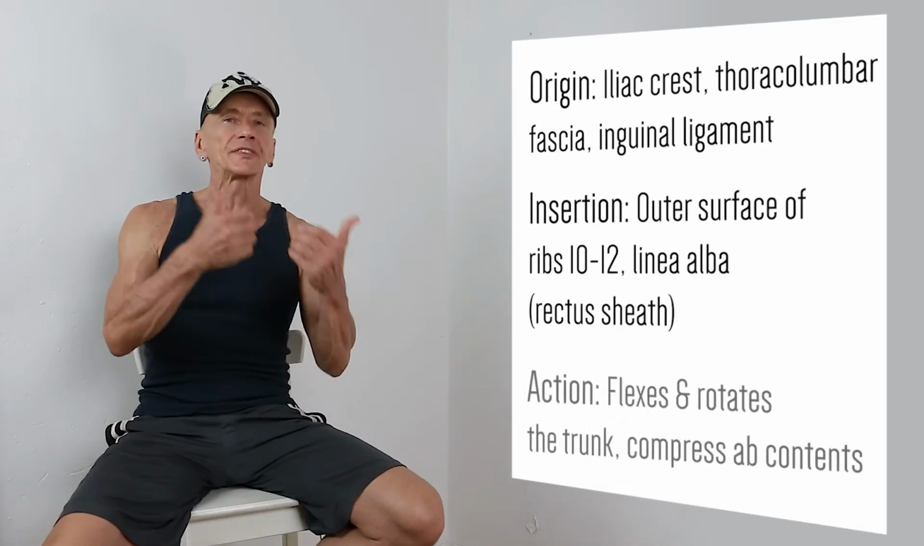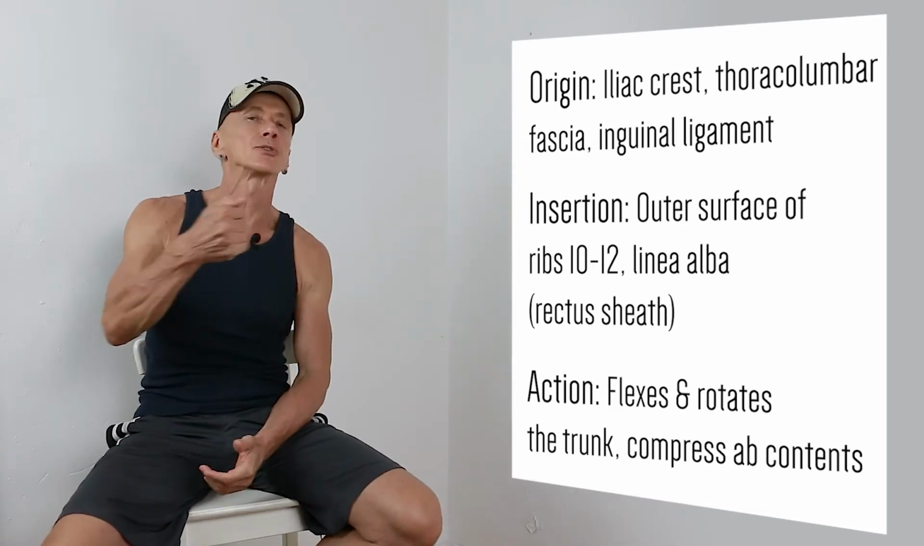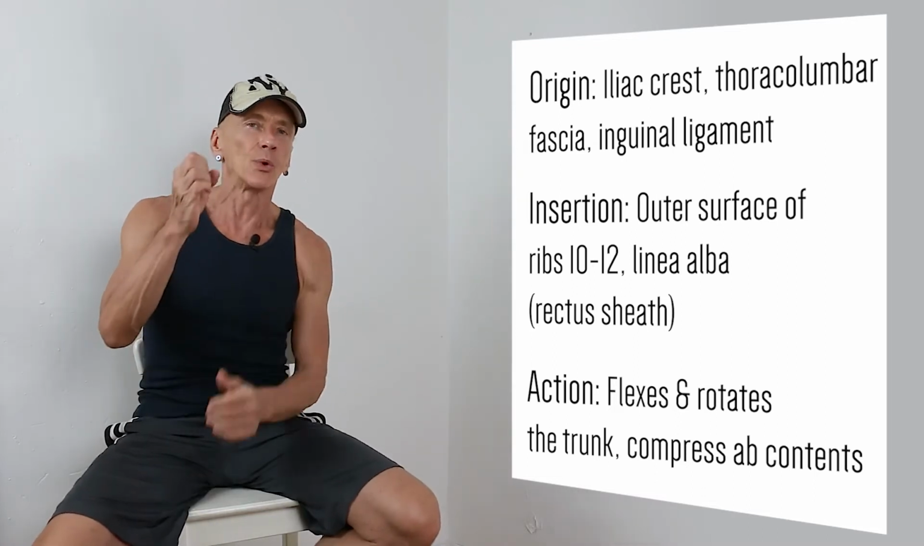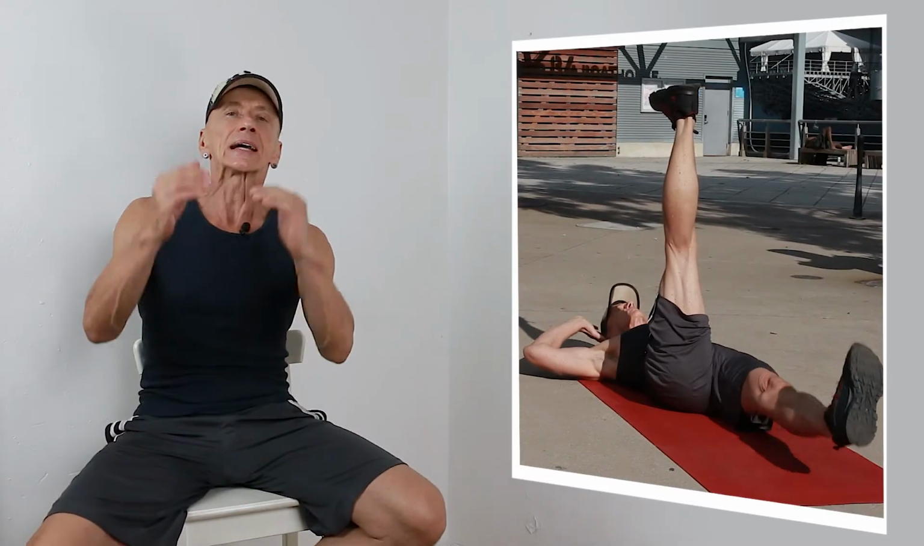The actions of the internal and external obliques are more or less the same, flexing and rotating the trunk, but with one important difference. When, for example, contracting the right internal oblique muscle, it produces a rotation of the upper body to the right side. And like I mentioned before, it helps to compress the internal viscera and supports the abdominal cavity.